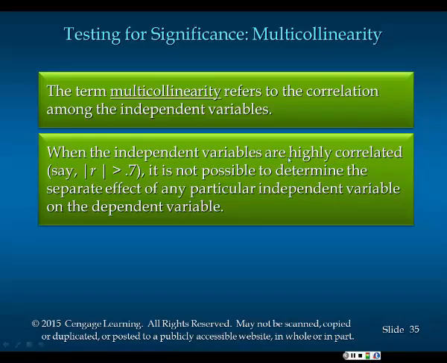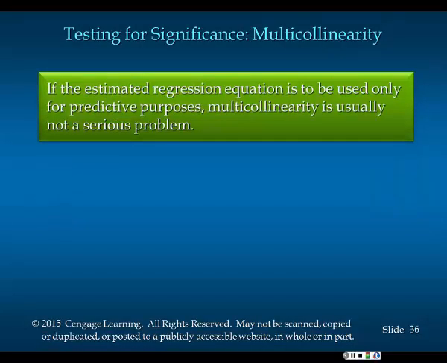So when the independent variables are highly correlated, and what we mean by that is that their correlation is greater than 0.7, it is not possible to determine the separate effect of any particular independent variable on the dependent variable, although their joint effect may still be significant, so thus the f-test could still come out to be significant. If the estimated regression equation is to be used only for predictive purposes, multicollinearity is not a serious problem. So all you want to do is prediction, then you really don't have to worry about that too much.